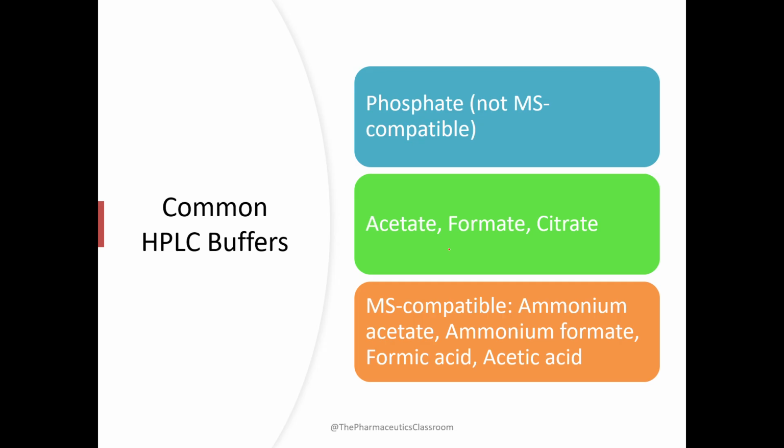There are common HPLC buffers like the phosphate buffer. They are not MS compatible because they are not volatile. So in mass spectrometry, mostly volatile buffers are used, like acetate and formate buffers. The MS compatible ones are ammonium acetate, ammonium formate, formic acid and acetic acid.